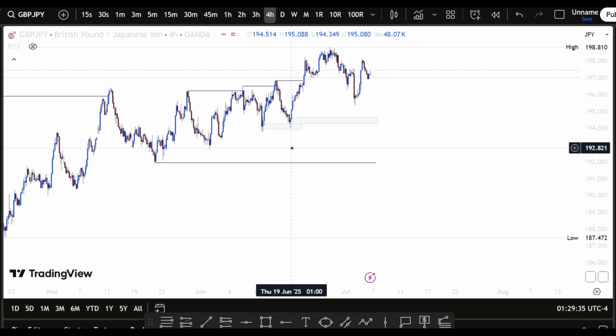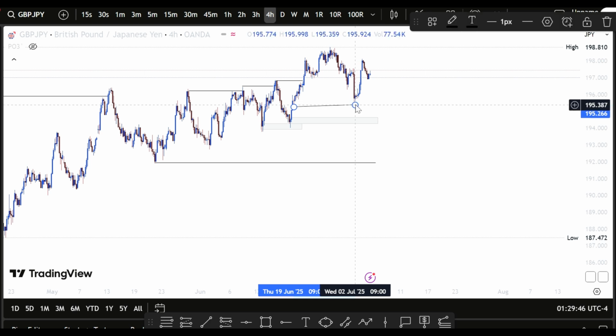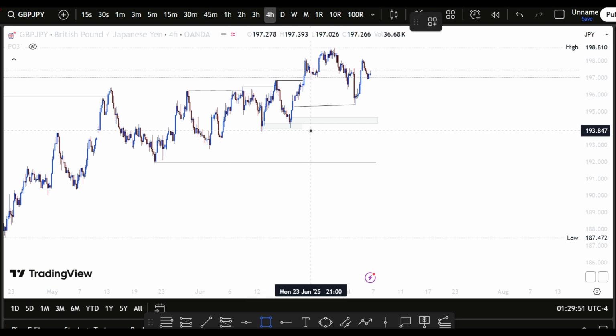Now, what I want to see is a build up of liquidity, because liquidity is what fuels the market. I can identify that one here to this point. The next thing I want to see is a fair value gap being formed. I get that here.